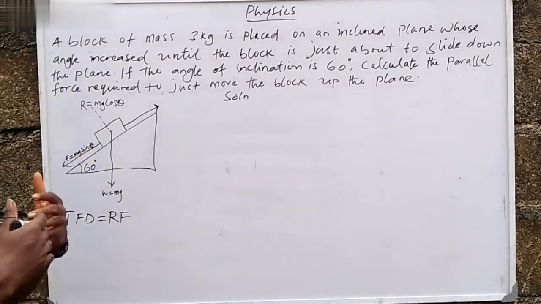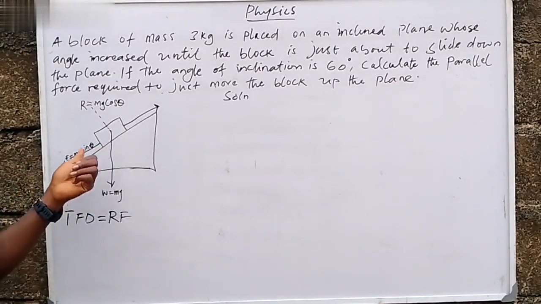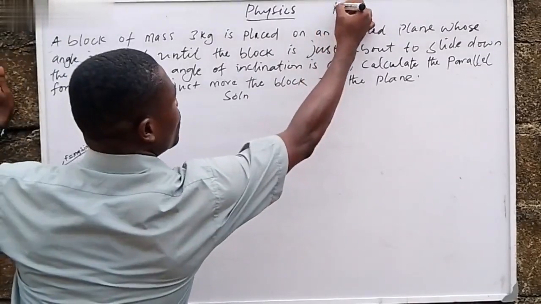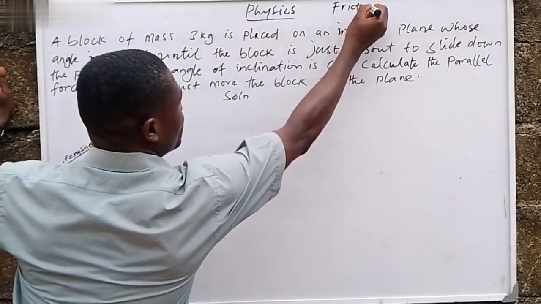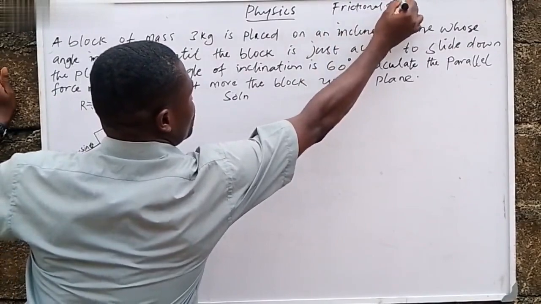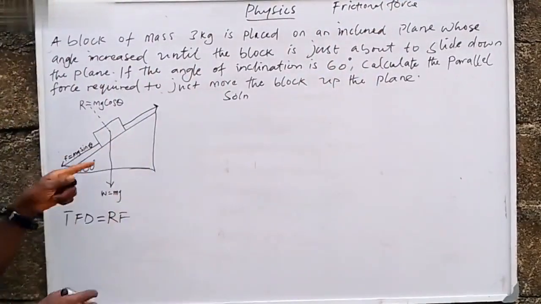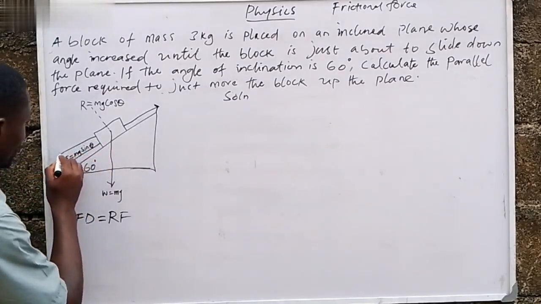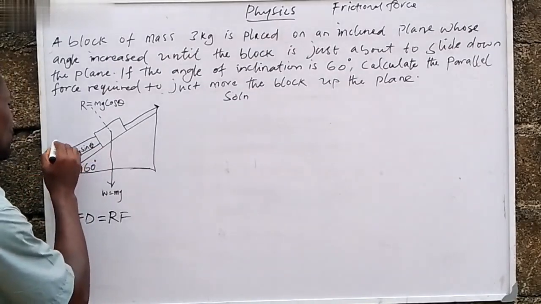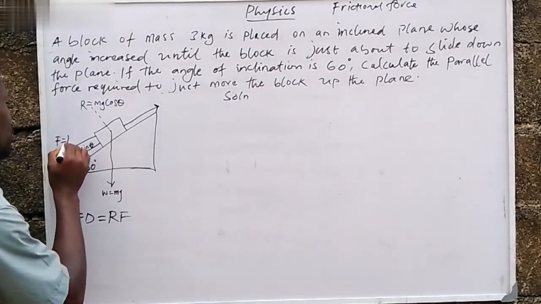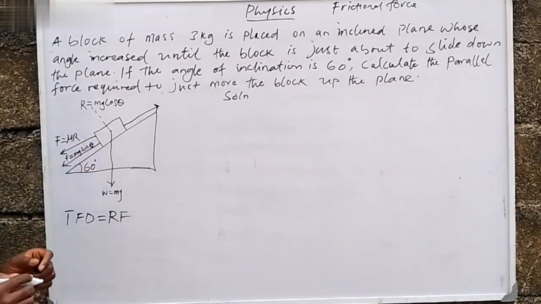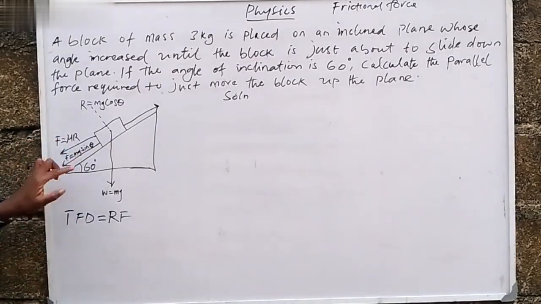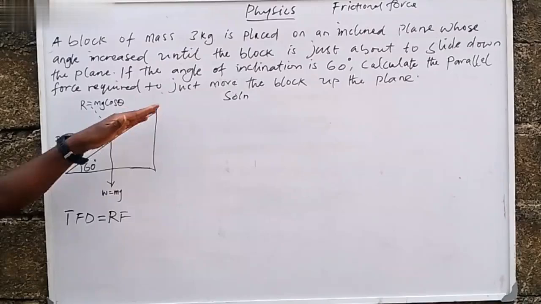But then there's another force acting downward here. That force is called frictional force. So frictional force is also acting downward here, and it is equal to mu R. As you can see, there are two forces acting downward on the block, parallel to the plane.